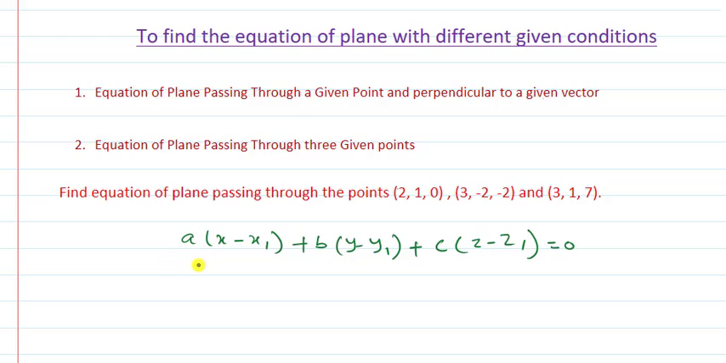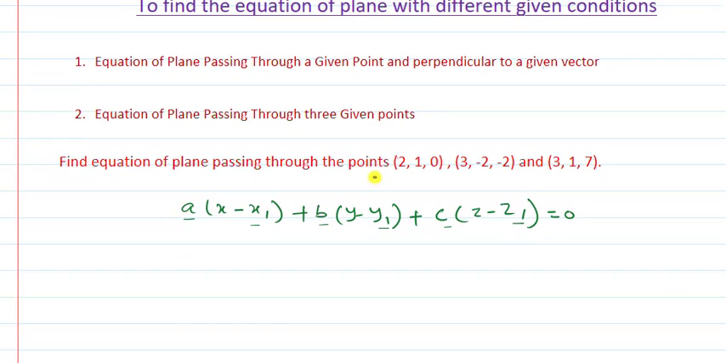If you have watched the video carefully, then you should know what a, b, c are and what x1, y1 and z1 are. Let me recall you. a, b, c are the direction ratios of normal to the required plane, and x1, y1, z1 are the coordinates of given passing point of the plane. So in first method, I am going to use this formula only. So first passing point given to us is (2, 1, 0).